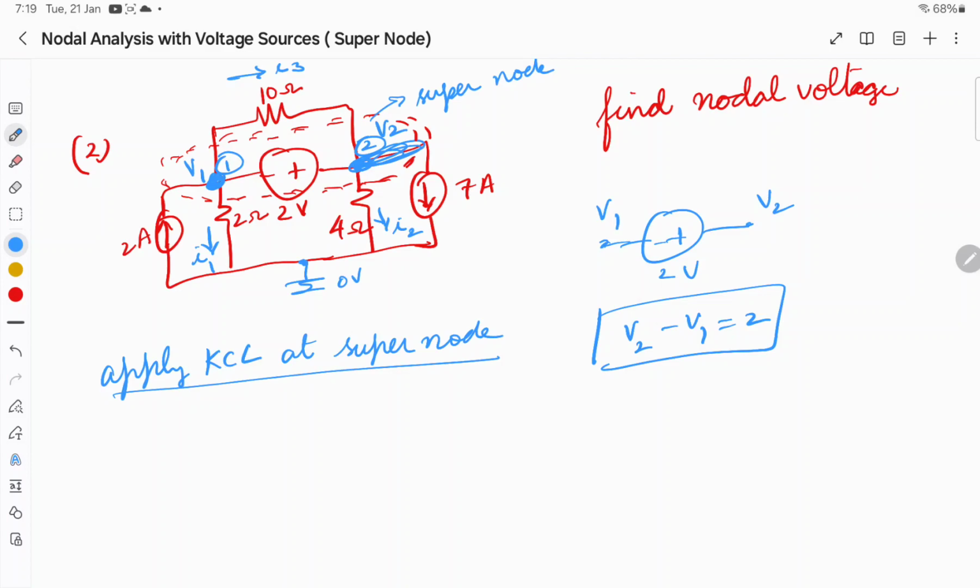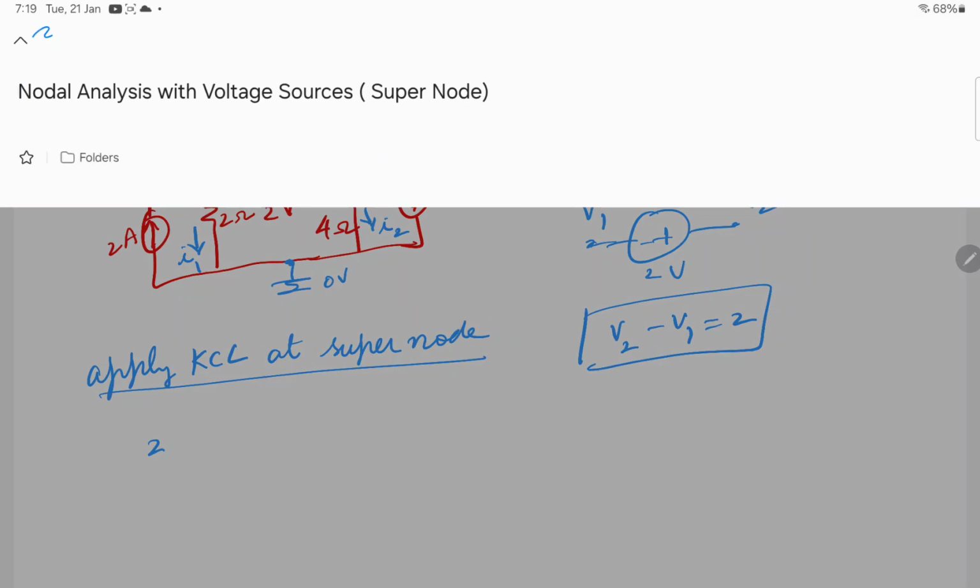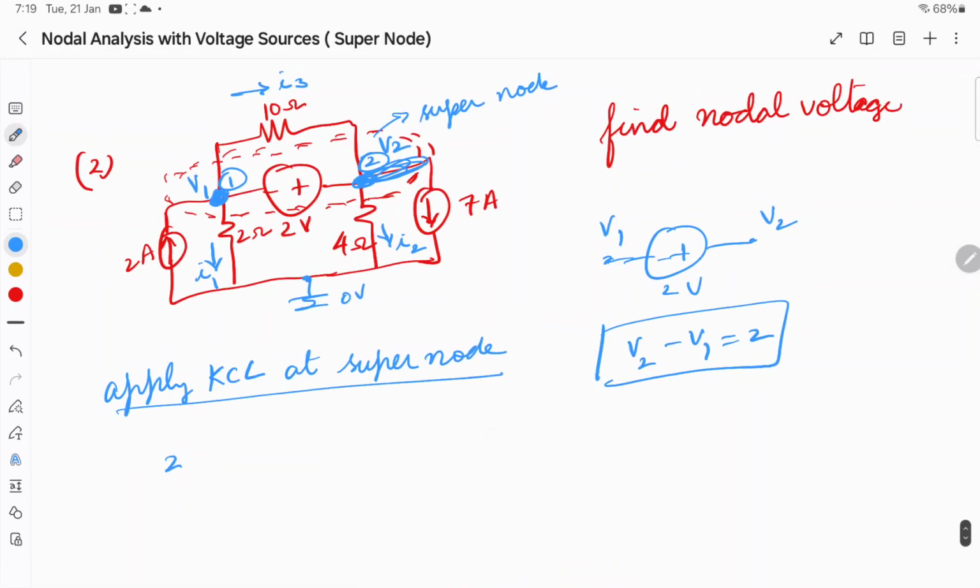What are the currents entering? 2 ampere is entering. Then if you look at the current I3, it is entering the node 2. You see here your I3 is entering the node 2. So this 2 ampere is entering the node 1, and the current I3 is entering the node 2, right? What are the currents leaving? I1 is leaving.